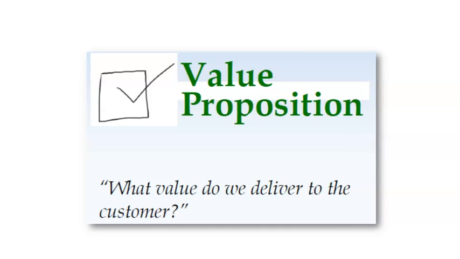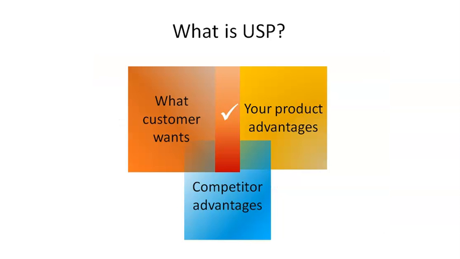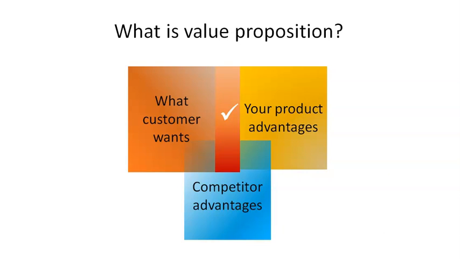The second category of BMC components is the mission. Let's look at what components fall under this category. Value proposition, which means what value do we deliver to the customer? Value proposition can be defined as when an entrepreneur is able to solve a problem faced by the customers and at the same time provide value better than competitors.